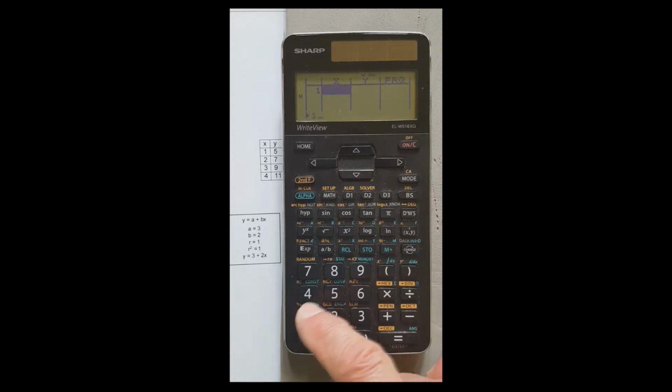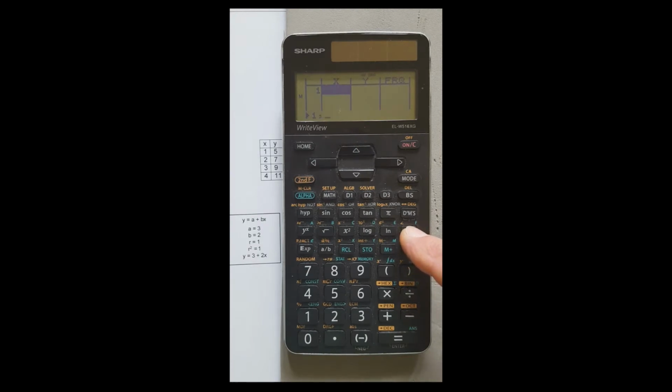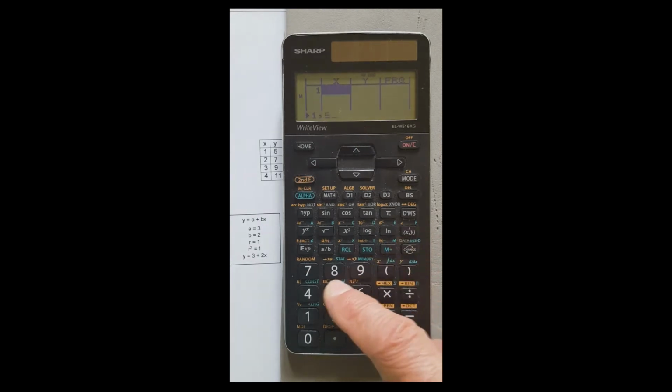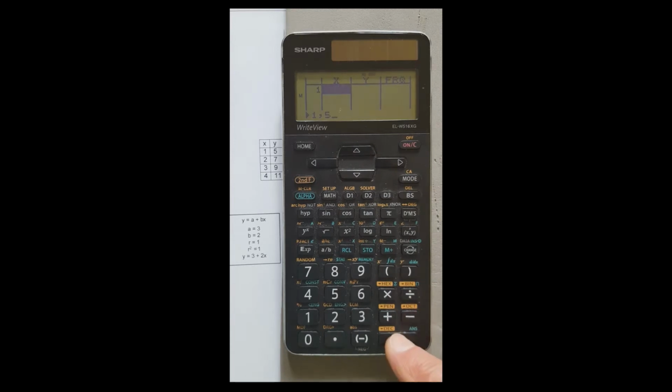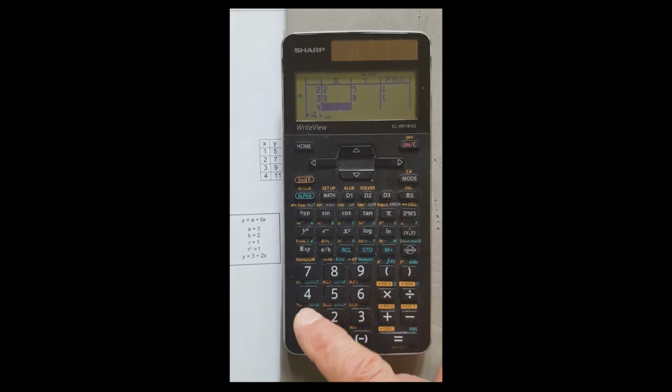Okay, our first point is 1. See it in the bottom of the screen. Then xy, comma, you see the comma, then 5, then equals or data. Second point is 2, xy, 7, equals. Very easy to use. 3, xy, 9, equals. I'm going to deliberately put in the wrong value here to show you how easy it is to correct. 4, xy, I'll put 12 instead of 11.